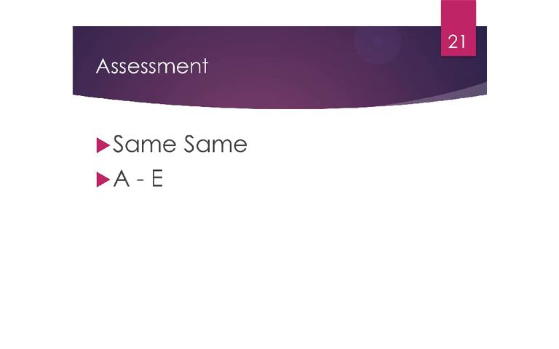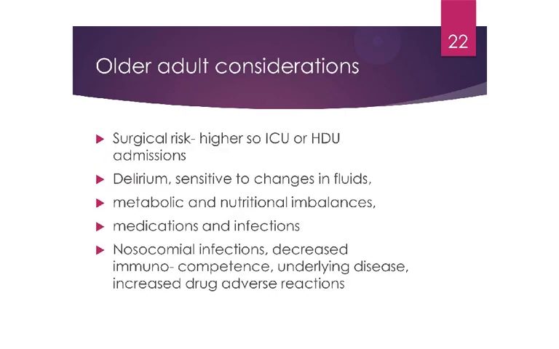The assessment for the older adult is the same as with any other assessment. You perform your A to E assessment, the same structured approach. And considerations in this age group is that they are a surgical risk. So if they're going in for a hip replacement, the surgical risk is a lot higher. So they often come to ICU or HDU overnight for monitoring before we discharge them back to the ward. And they're very sensitive to changes in fluids and at a higher risk of delirium as well.